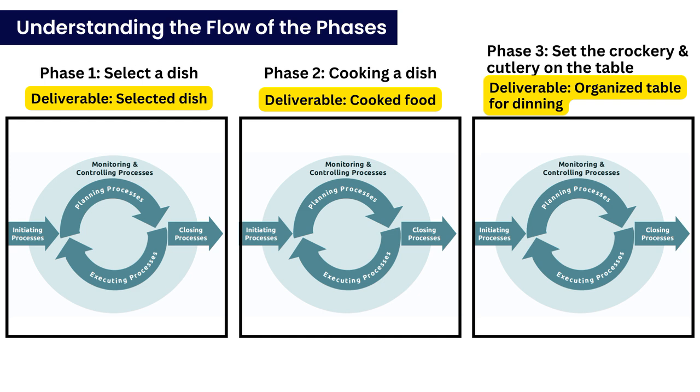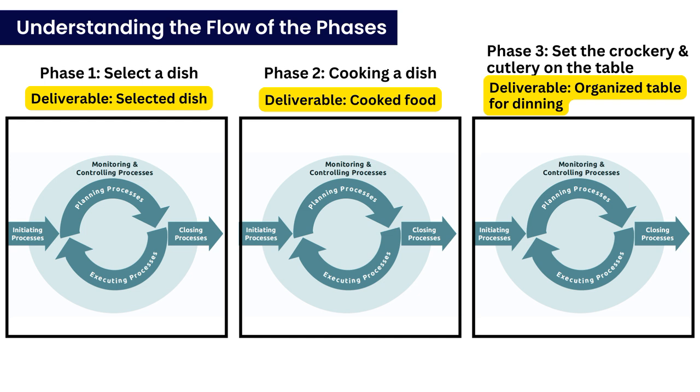In phase 1, you will have to select the dish and the deliverable will be a selected dish. In phase 2, you will cook it. The deliverable will be cooked food. In phase 3, you will set the crockery and cutlery on the dining table. The deliverable will be a well-organized table ready for fine dining.